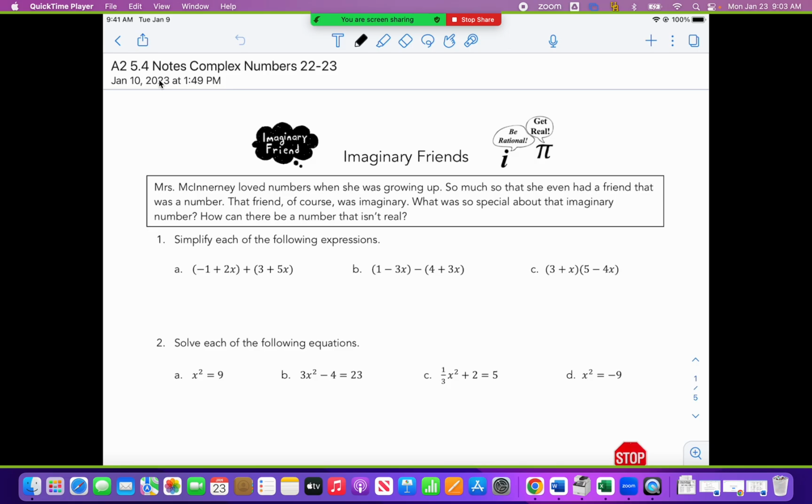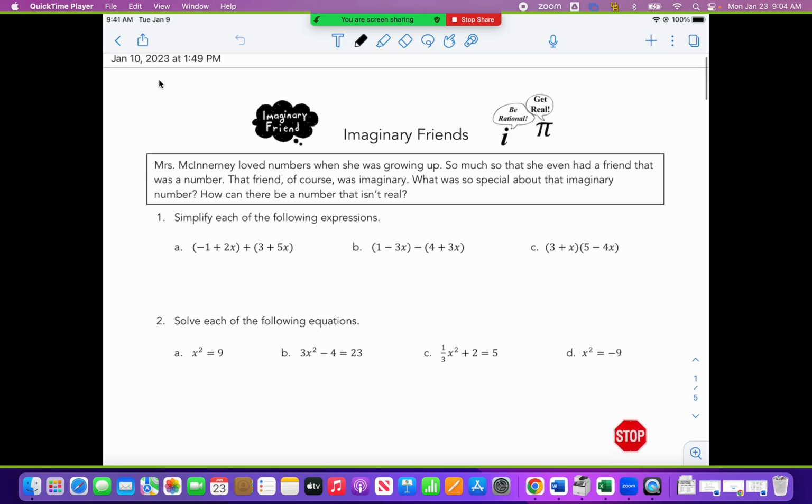All right, Mrs. McInerney loved numbers when she was growing up, so much so that she even had a friend that was a number. That friend, of course, was imaginary. What was so special about that imaginary number? How can there be a number that isn't real?